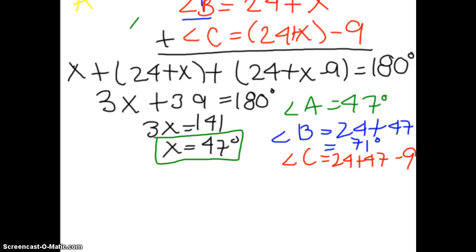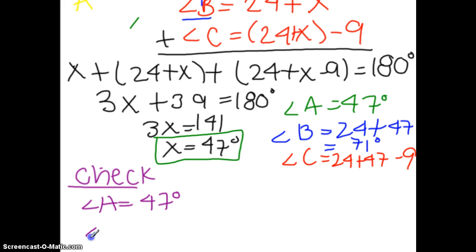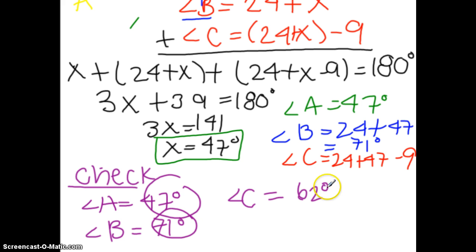So we're not done. Now we have to go back and make sure that we did all of our algebra right, so we have to go back through and check. We got angle A equaled 47 degrees, angle B equaled 71 degrees, and angle C equals, we said, 62 degrees. You're going to add up all three of these angles, and you should get that angle A plus angle B plus angle C equals 180 degrees.